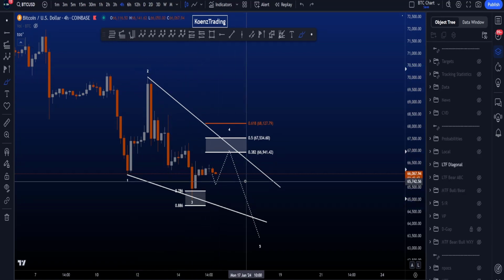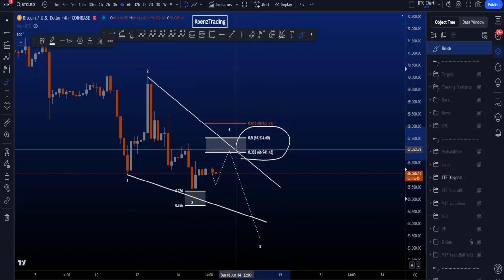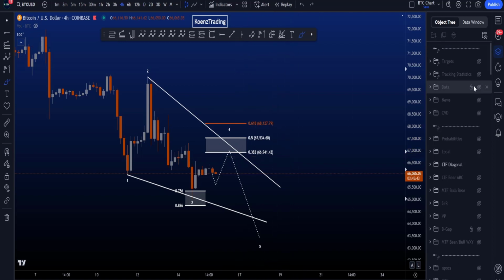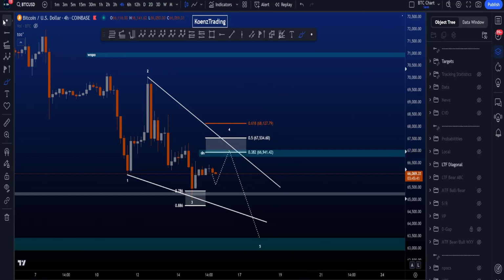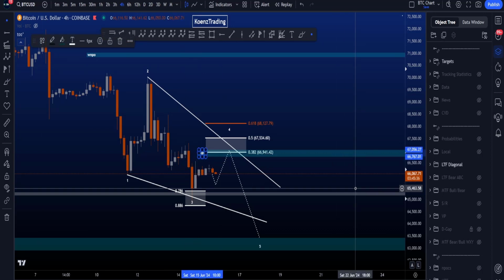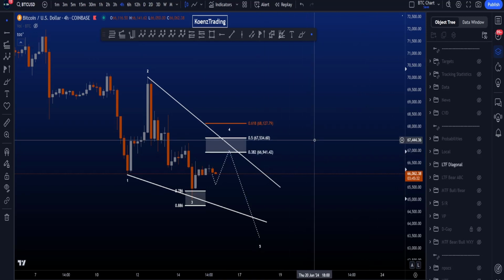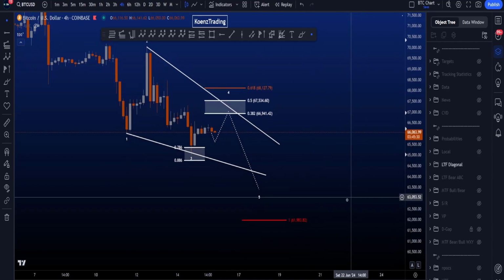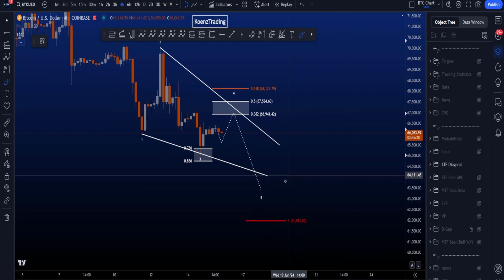wave 3, giving you a target between 66.9k and 67.5k. Inside this area, we have an additional resistance box, the blue box here, between 66.7k and 67k. After wave 4, we want to see price moving towards the downside.